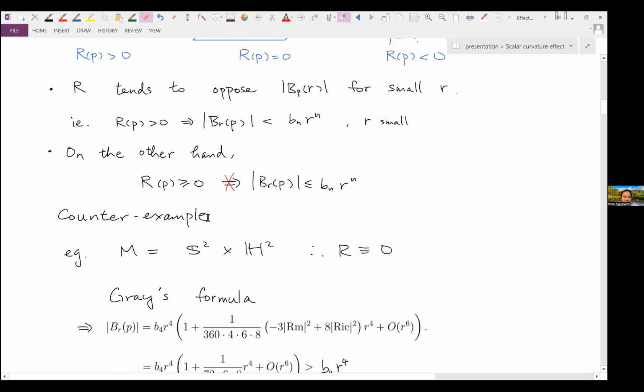And the simplest kind of example is where R is constantly 0. So it's the unit sphere times the hyperbolic plane, which has sectional curvature -1. So if you compute the scalar curvature, it turns out it's exactly the scalar curvature of this factor plus the scalar curvature of this factor. So it's additive in this sense. So they cancel each other, and the scalar curvature is 0, right?